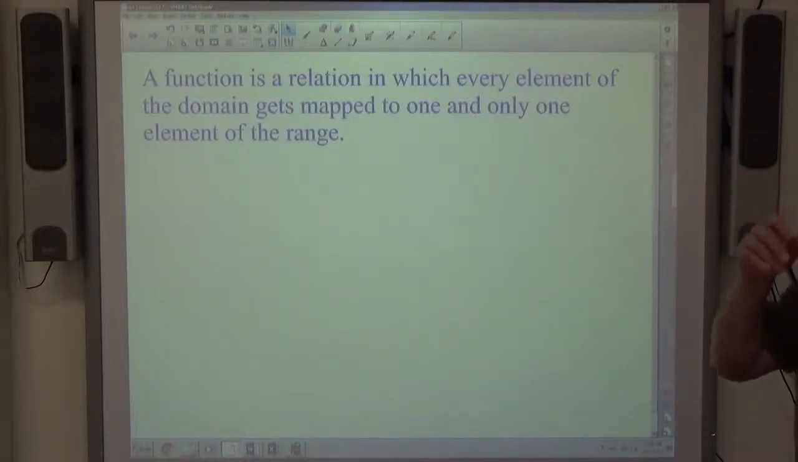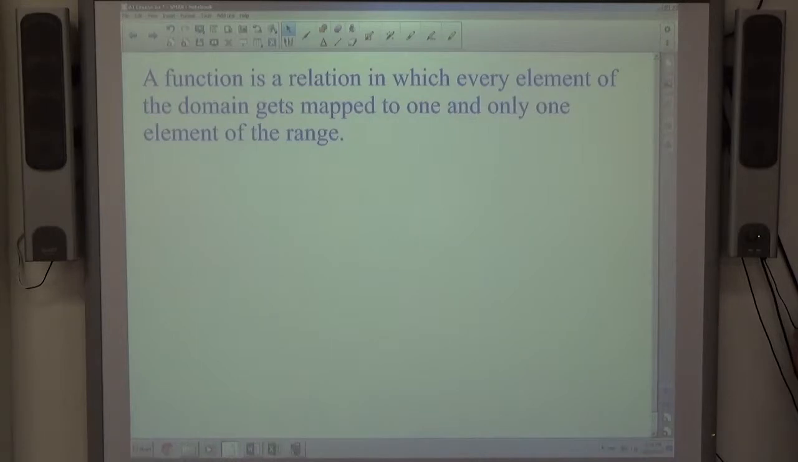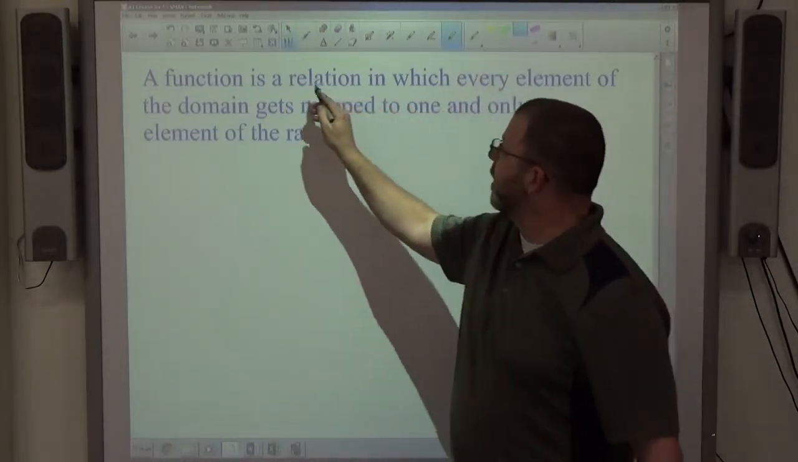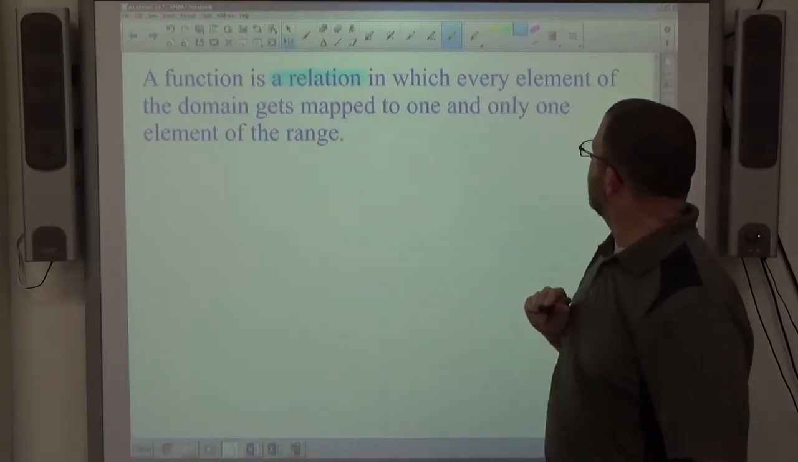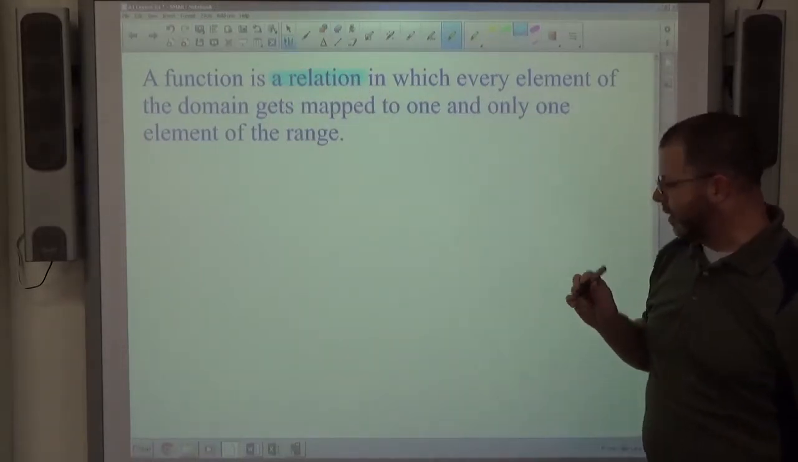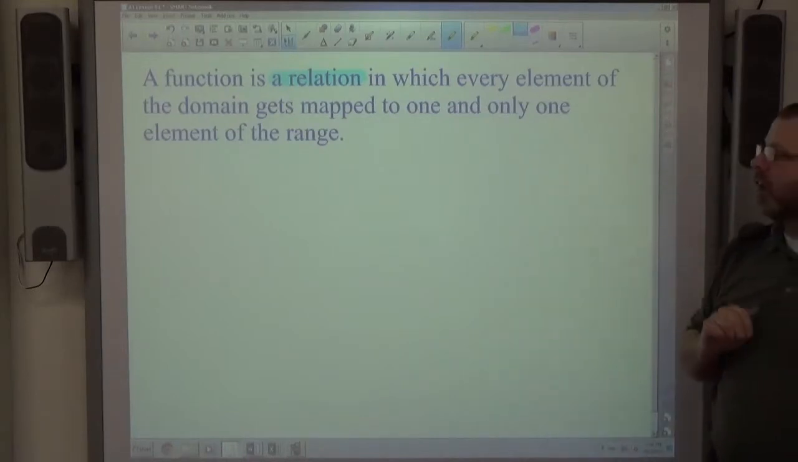All right, the next 4 problems all involve determining whether something is a function or not. Okay? And a function is a relation in which every element of the domain gets mapped to the one and only one element of the range. That's the definition of a function. So first off, a function is a relation.